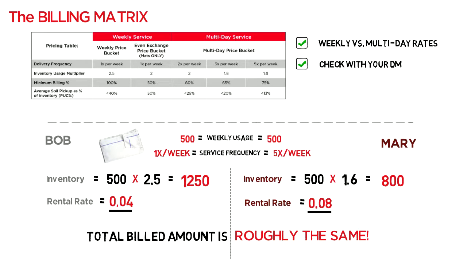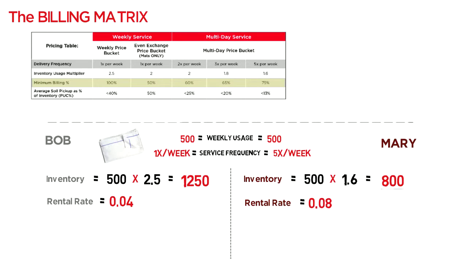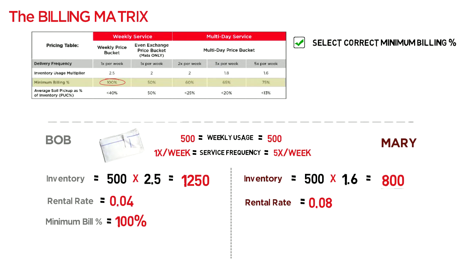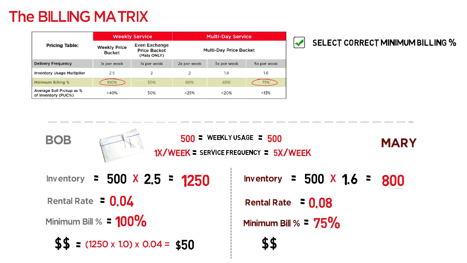The key here is getting the minimum billing percent right. Again, refer to the billing matrix for this value. Because Bob is serviced weekly, the minimum billing percent is 100%, and for Mary being serviced 5 times a week, you see the minimum billing percent is 75%. Using the values for total inventory, rental rate, and minimum billing percent, we can do the math and see that the amount billed to the customer each week is essentially the same.